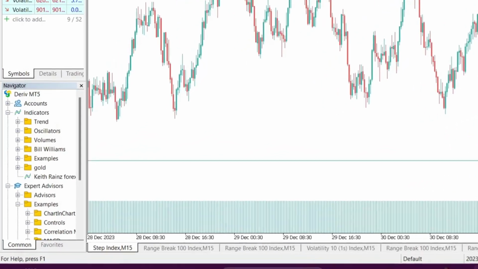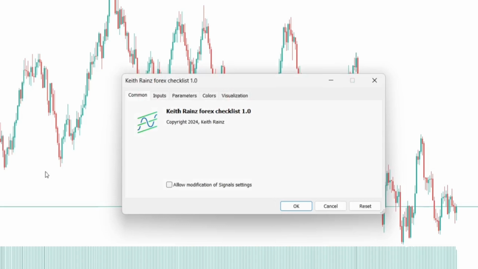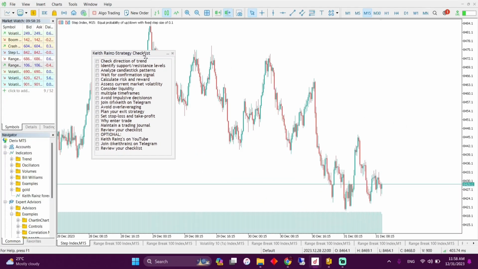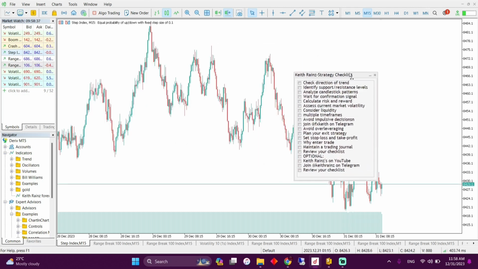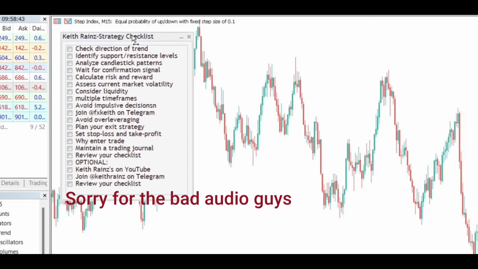So here is the free indicator that is going to help you control your emotions. Download it for free. The link will be in the description. And all you need to do is simply click on OK and look at what happens. So actually it just opens up like a small chart which you can just drag and check to make sure that you follow your strategy.